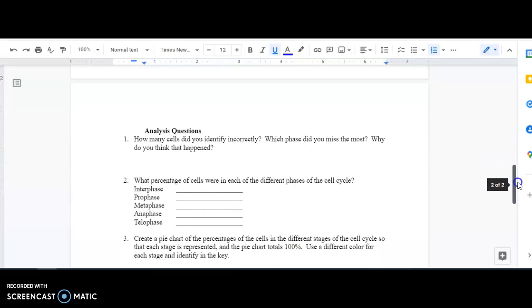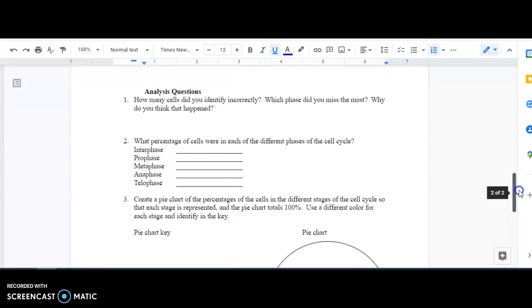Once you get that done, you're going to go to the back, and there's some analysis questions. And I wanted you to focus on this first one first, because a lot of people, if you don't read it and you do this, it's like, well, I would have kept track if I would have known what the question was. And the question is, how many cells did you identify incorrectly? So keep kind of a tab on how many things you're getting wrong.